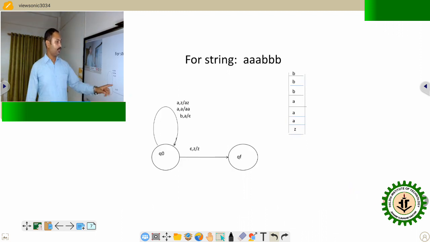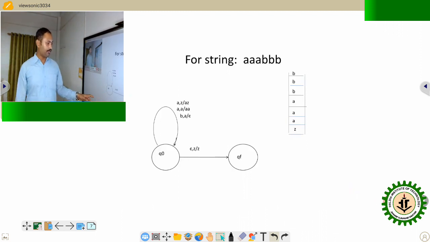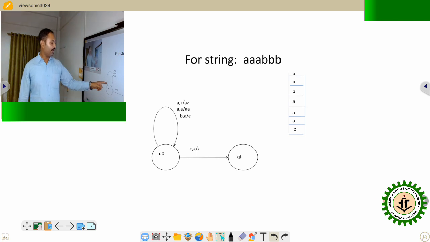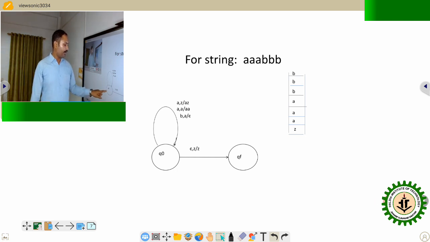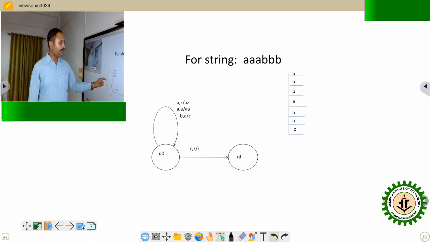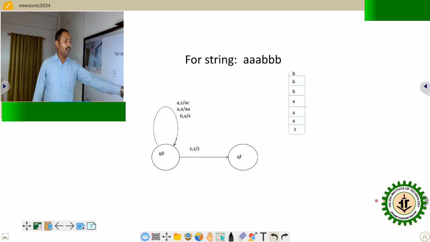So this is the transition diagram. Here our input is 3 times A, 3 times B. At first we are starting from here, this is our initial state, and at first the stack is empty. So we are going to input a symbol Z over there. Now we are going to insert A. The top of the stack is Z, and our input symbol is A.